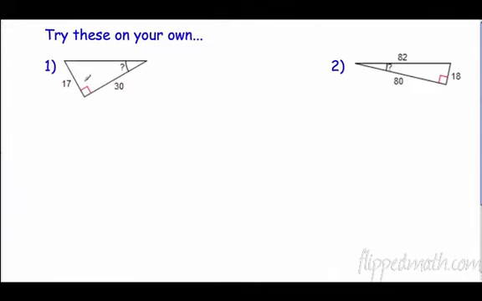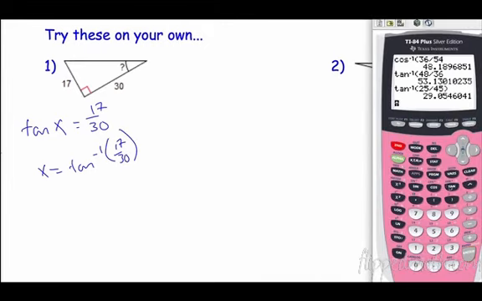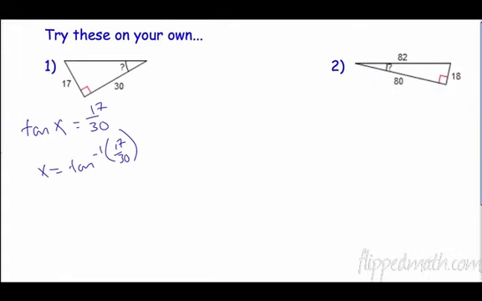I have opposite over adjacent, so that's tangent. So tangent x equals 17 over 30. So x equals inverse tangent of 17 over 30. All right, let's see what we get. Second, tangent 17 divided by 30. All right, 29.5. That means that rounds to 30 degrees, if we're trying to find nearest whole degree. So x is 30 degrees.